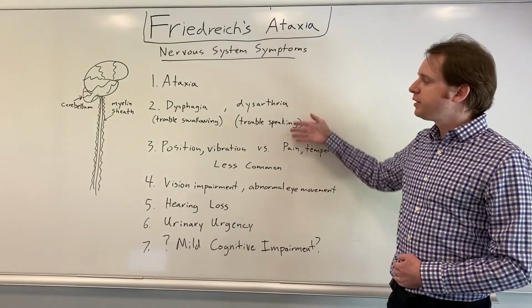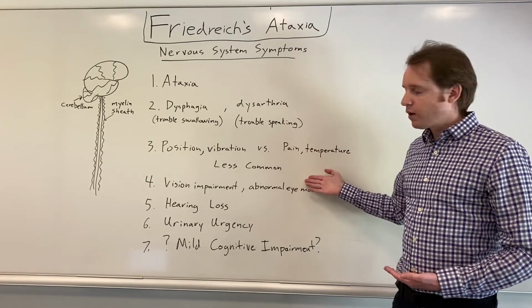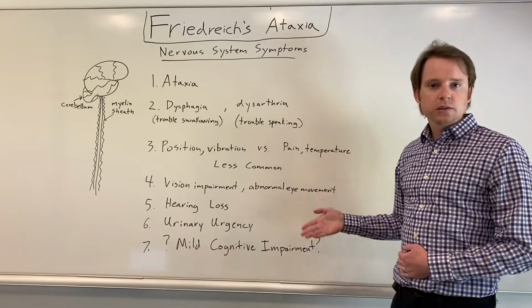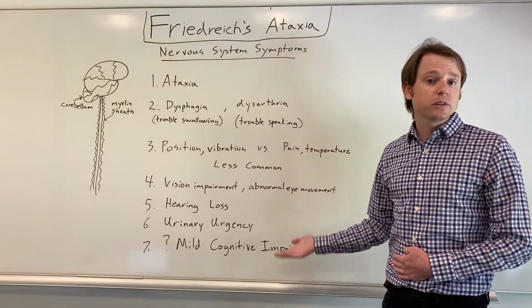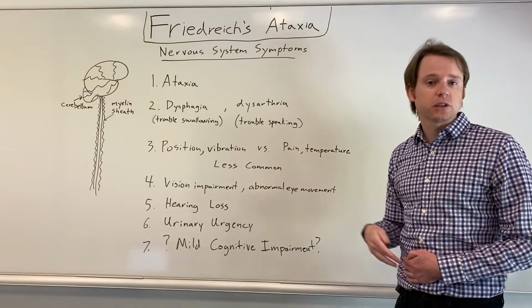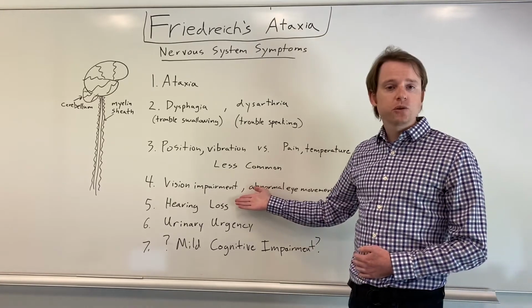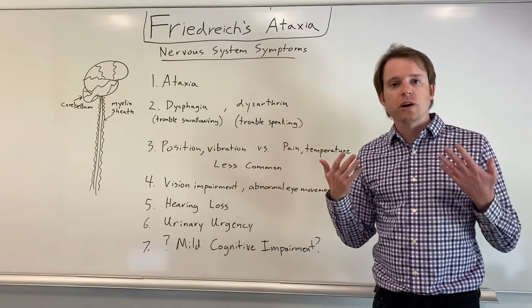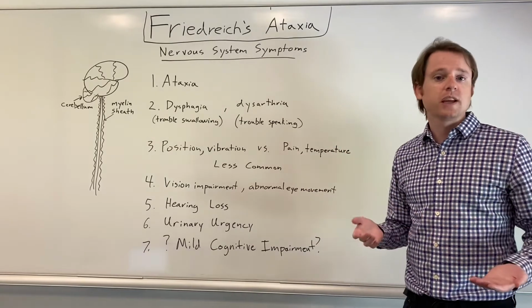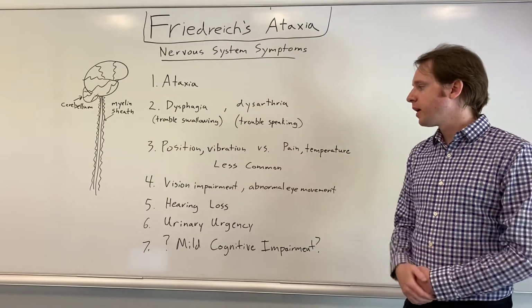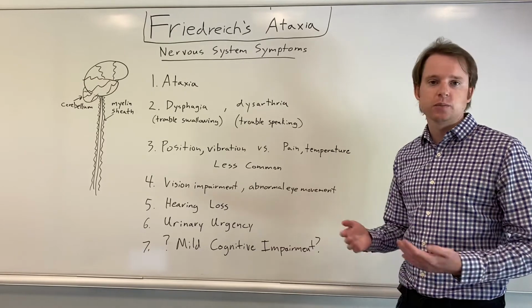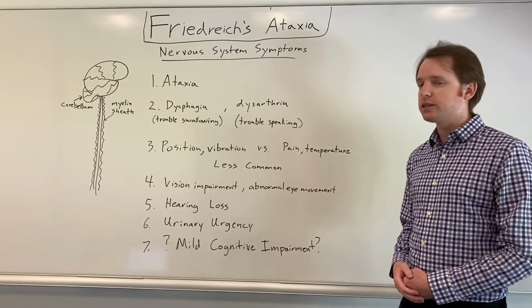All of these are relatively common. Some patients, however, develop other symptoms. Typically less than 50% of people will develop these, or if they do, it tends to be much later in the course of the disease. One of those can be visual impairment. We use nerves from our eyes up into our brain, and those nerves can be affected as well by the lack of that frataxin protein as a result of Friedreich's ataxia.